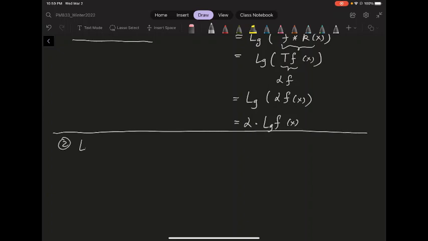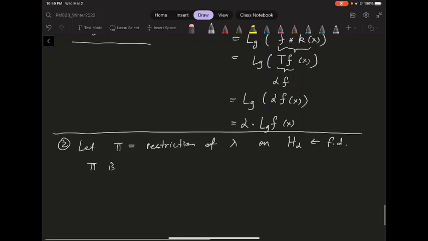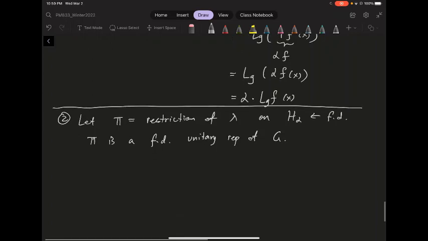So let's let pi be the restriction of the lambda, the left regular representation, let's call it lambda, on this finite dimensional space H alpha. Because H alpha is invariant, we know that pi is finite dimensional, first of all, because H alpha is finite dimensional, and it's a unitary representation because it's invariant, of this G, okay? So I basically now constructed a finite dimensional representation.